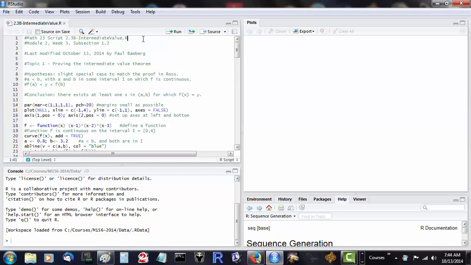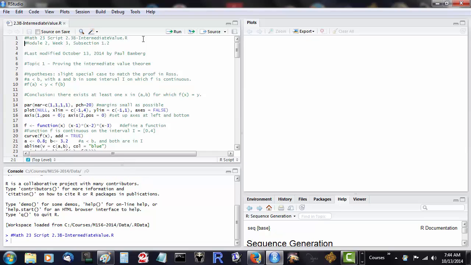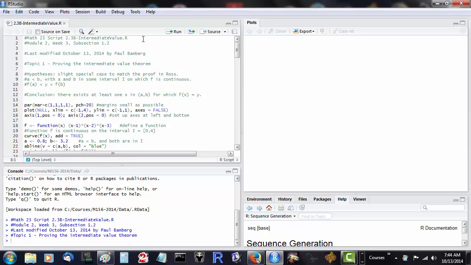Hello, it's Paul with an R script to illustrate the intermediate value theorem, its proof, and some of its corollaries. Let's start with the proof. I've specialized very slightly so that my illustration will match the proof in Ross exactly.